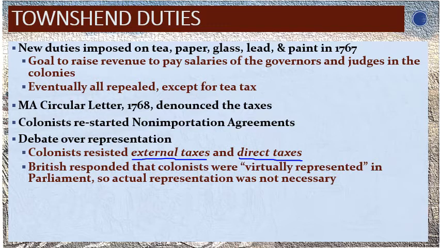Virtual, for the British, meant that the colonists had someone in Parliament who spoke for them, because all members of Parliament speak for everybody in the British world. That's right. You don't need your own representative because somebody in the British government probably already speaks for you and your identity as a British person. Virtual representation is okay.